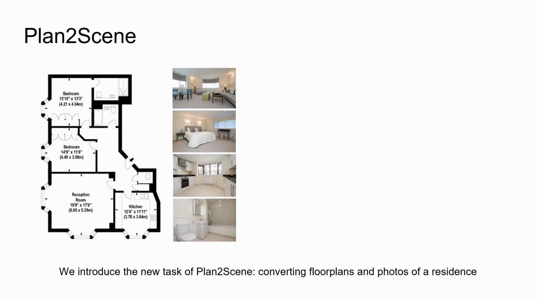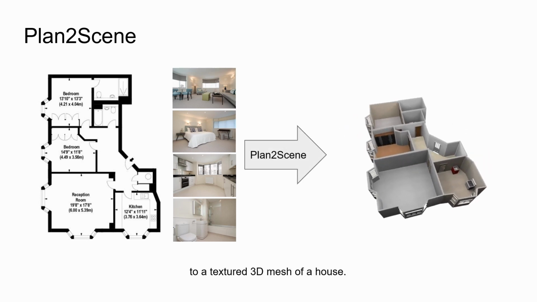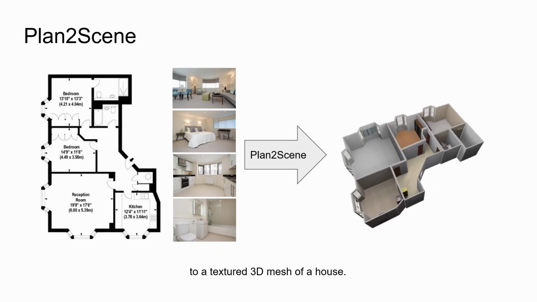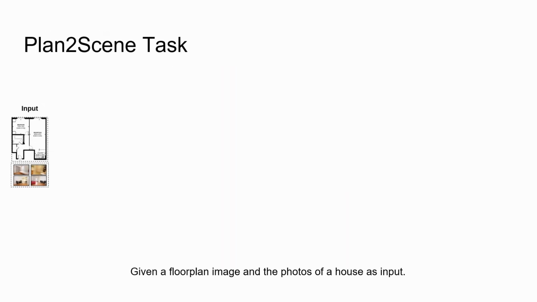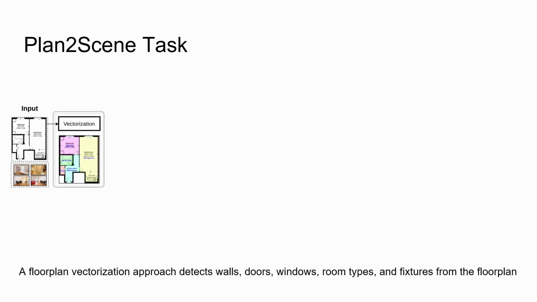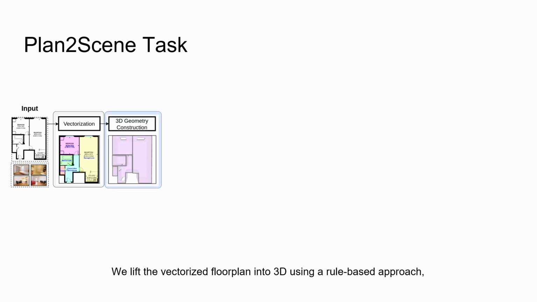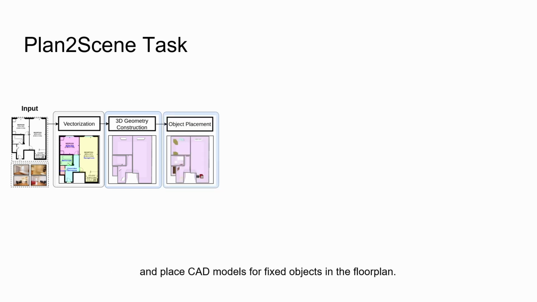We introduce the new task of Plan2Scene, converting floor plans and photos of a residence to a textured 3D mesh of a house. Given a floor plan image and the photos of a house as input, a floor plan vectorization approach detects walls, doors, windows, room types, and fixtures from the floor plan. We lift the vectorized floor plan into 3D using a rule-based approach, and place CAD models for fixed objects in the floor plan.